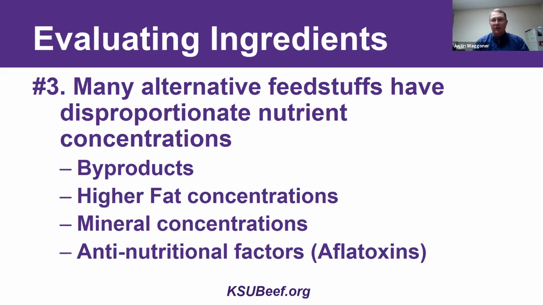The other factor that sometimes can be an issue is the presence of anti-nutritional factors. Aflatoxins are a big one. I mentioned grain dust is one of those alternative ingredients that sometimes we get the opportunity to use, or screenings. In many cases, if we have any sort of toxins that are going to be present in the grain, those are going to be increased in the screenings or the dust that's coming out of that elevator that we might be getting that product from.